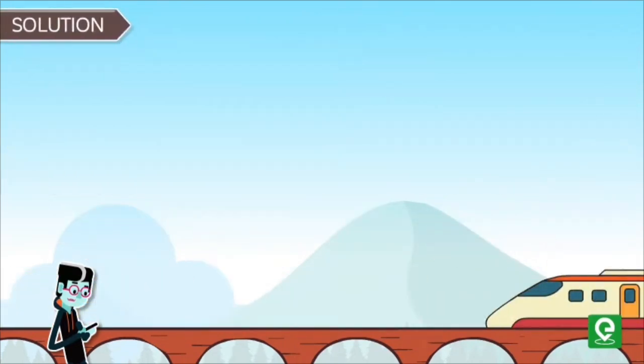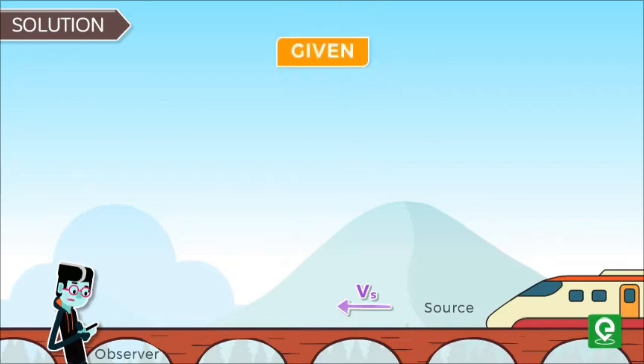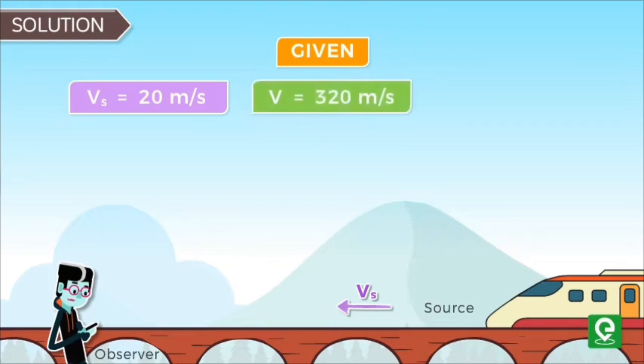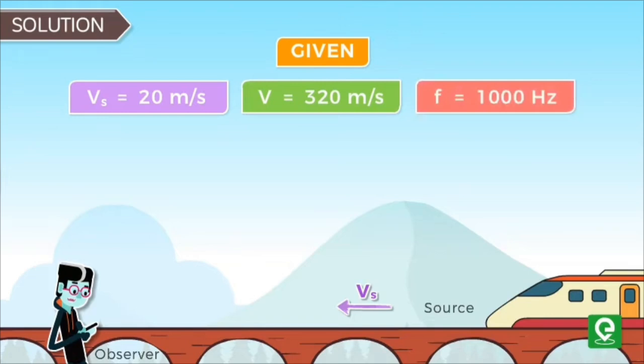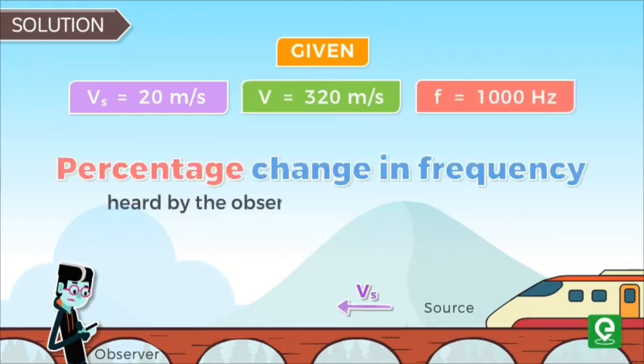Solution. From the question, we can clearly identify that this is the case of a moving source, that is a train, and a stationary observer, which is a man. We are given the speed of the train vs equal to 20 meters per second and the speed of sound v equal to 320 meters per second. The frequency of the whistle f is equal to 1000 Hz. We have to find the percentage change in frequency heard by the observer as the train passes by.